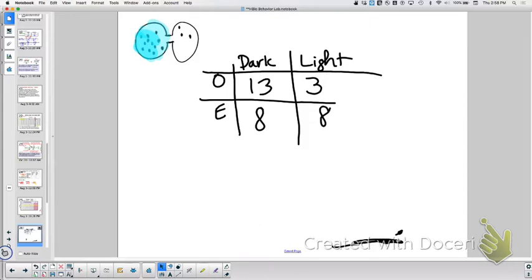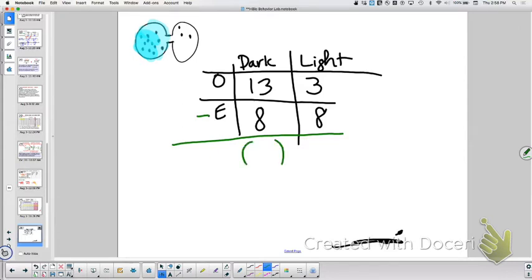Okay, so now what do we do to evaluate this? You subtract the... Okay, so observed minus expected. What is this number right here? 13 minus 8. 5. And then 3 minus 8 is negative 5. Then what do we do to those? Square them. Okay, so what is 5 times 5?